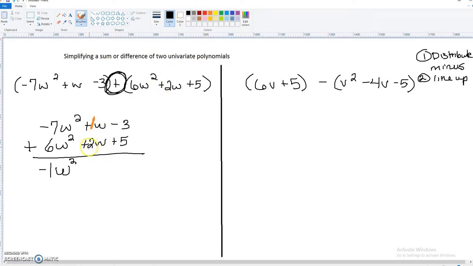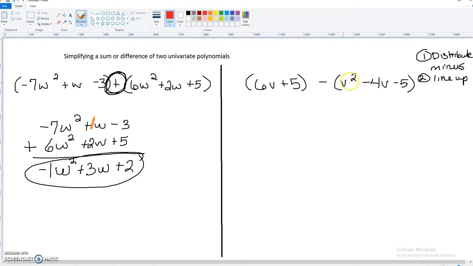So we've got 1 plus 2, that's 3w. And 5 minus 3, of course, is 2. And this would be the answer. Very simple. Just make it like a big addition problem.